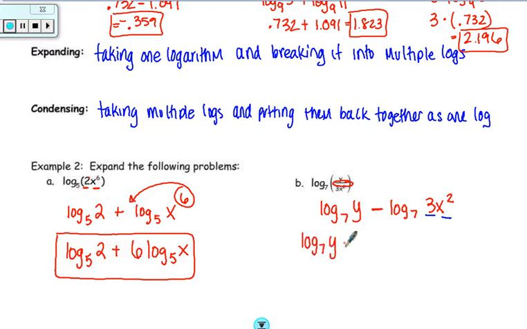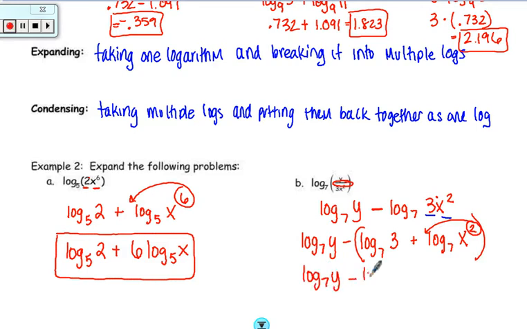Log base 7 of y minus log base 7 of 3. Since 3x squared is multiplied together, I would have plus log base 7 of x squared. And since I'm dividing by all of that, that would be in parentheses. Y over 3x squared. And then, since there's an exponent, that would need to come in front. So log base 7 of y minus log base 7 of 3 plus 2 log base 7 of x.